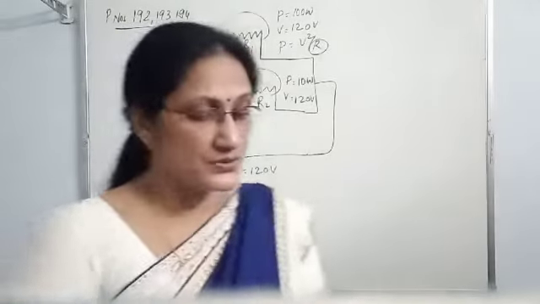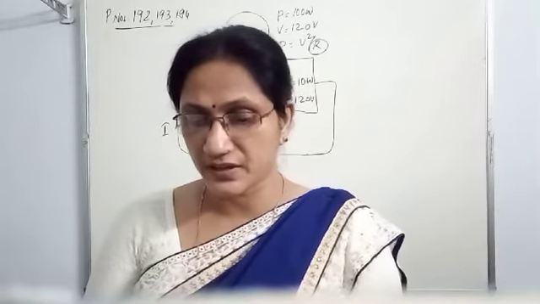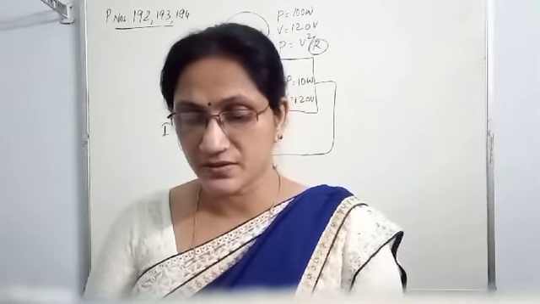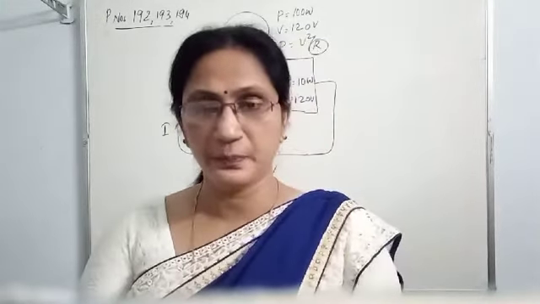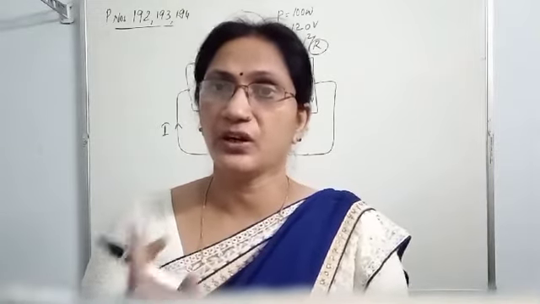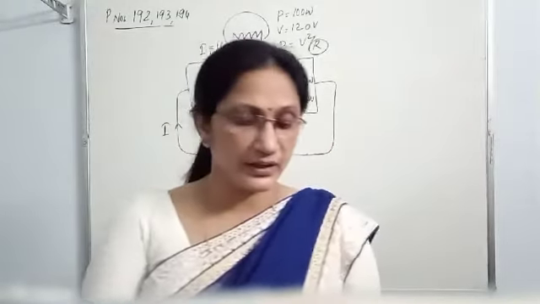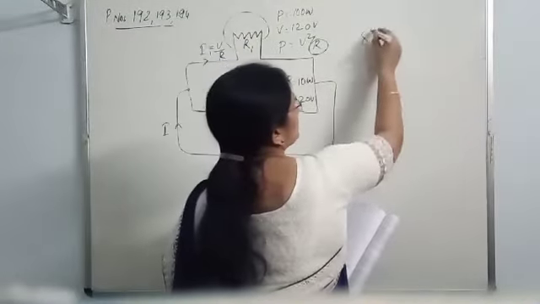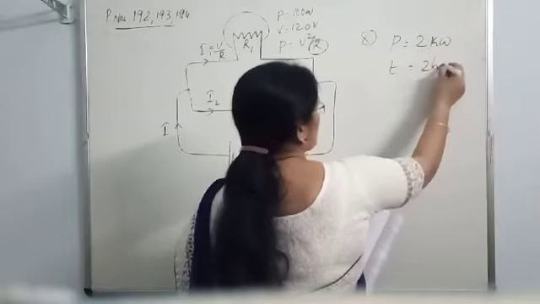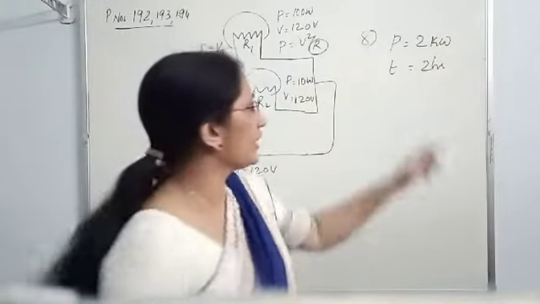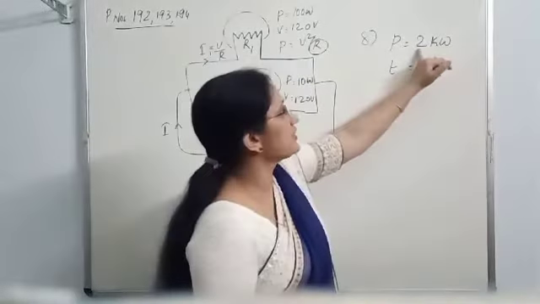Same page, 8th question. A geyser is rated 2 kilowatt and operates 2 hours a day with 200 volt mains. Calculate the monthly bill at the rate of rupees 1.9 per unit. Per unit means per kilowatt hour. So you have to calculate monthly how much kilowatt hour energy it consumes. Power is given as 2 kilowatt and time is given as 2 hours. So no conversion is required.